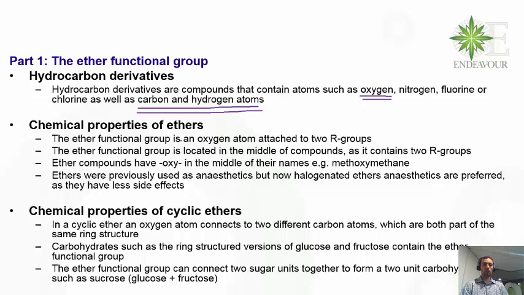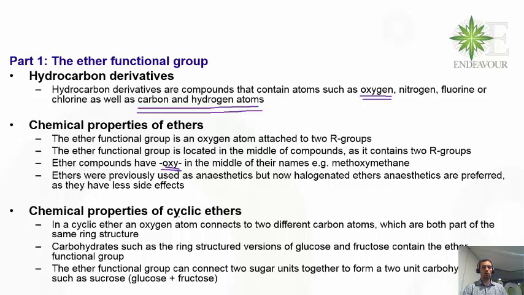So some of the properties of ethers, we saw that it was a 2R group functional group, and that meant that the functional group was going to be present in the middle of the compound, which allowed it to function to attach two components together, for example, two sugar units that we just saw connecting together. So to name the ether, we have oxy in the middle of the name, and we also had a look at an interesting example of how ethers were used as anesthetic agents, and the halogenated version of the ether was preferred because it had less side effects.